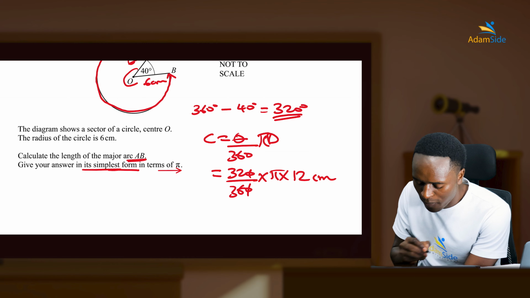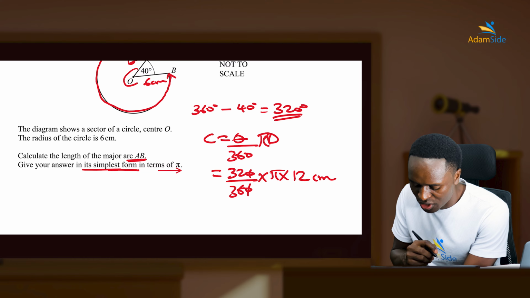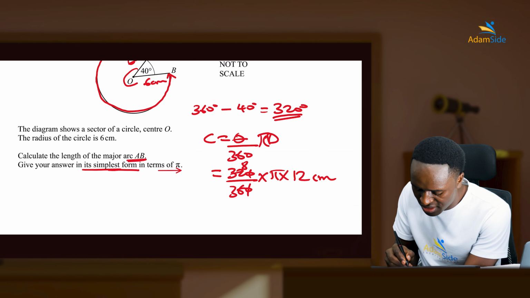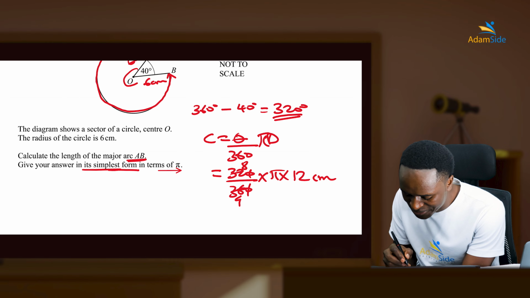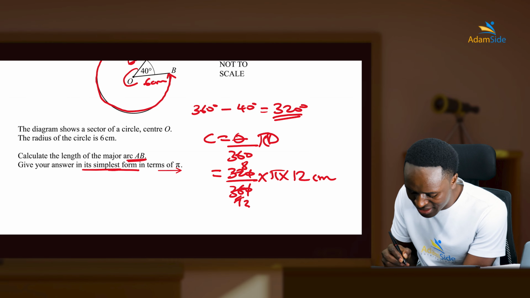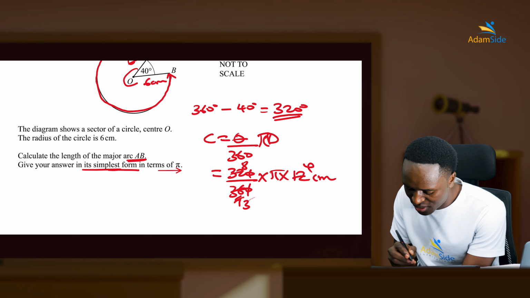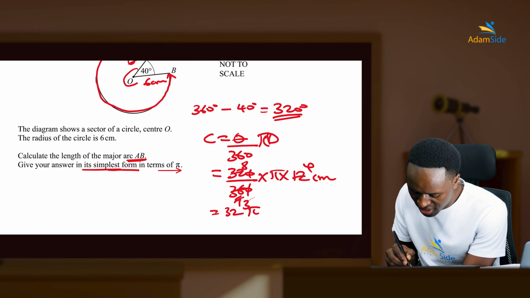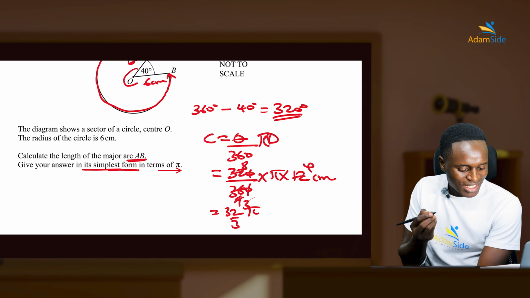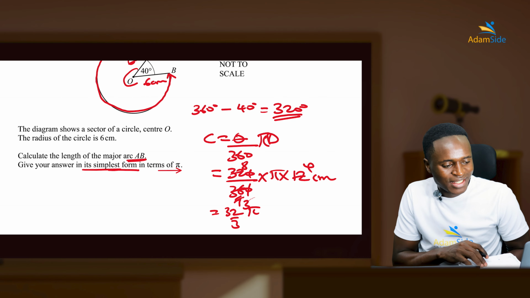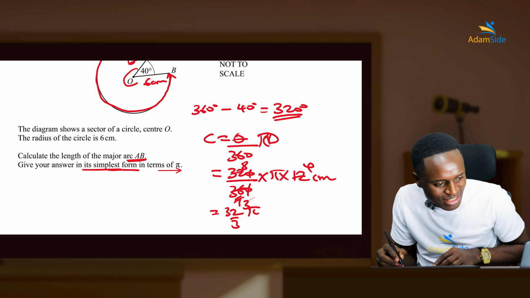Let's simplify. We go to 4 here, 8, 4 here, 9. Then 3 here is 3, 3 here is 4. So 32, we can see our answer will be 32. 8 times 4 is 32 pi over 3. Wow, that's the answer. 32 pi over 3 centimeter.